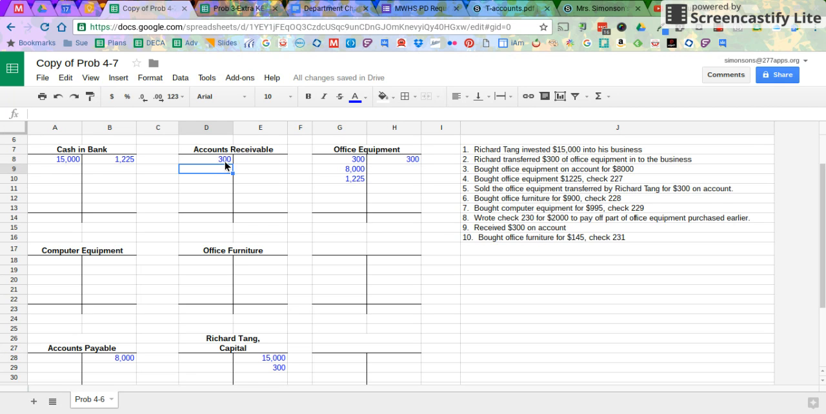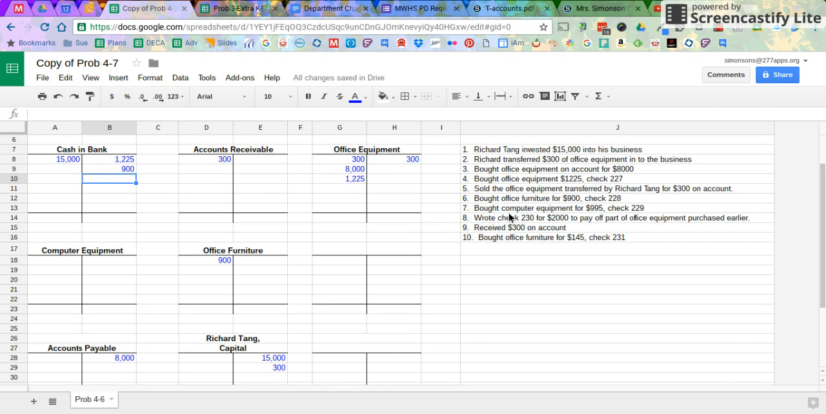We bought office furniture for $900. Check 228. So office furniture is going up, and increases to assets are on the left side, or a debit. And the credit is going to be to cash. We're going to decrease cash by $900 because we wrote a check.